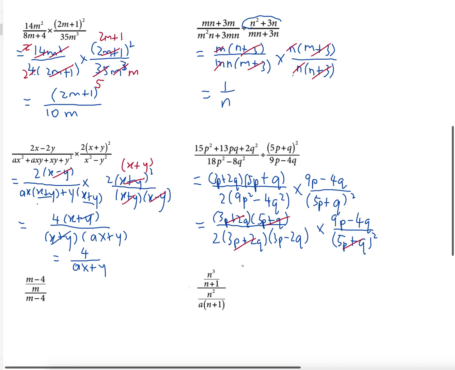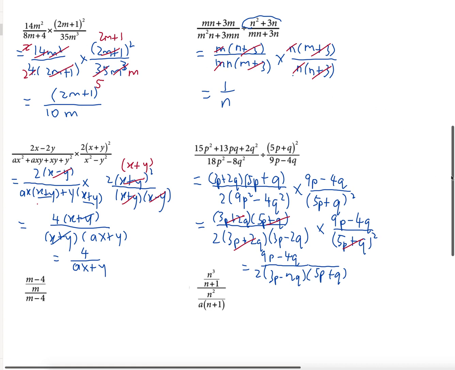Okay, so now what is left is 9p minus 4q in the numerator, and in the denominator is 3p minus 2q times 5p plus q. Right? There are no more common factors. We leave our answer all in bracketed form.